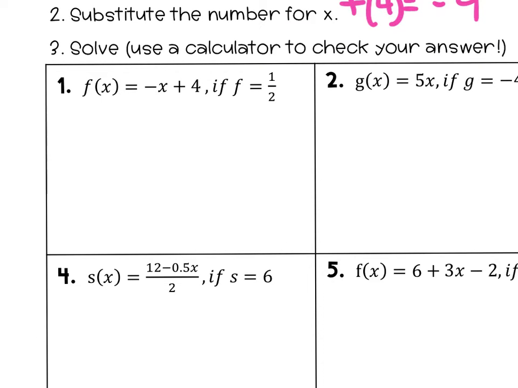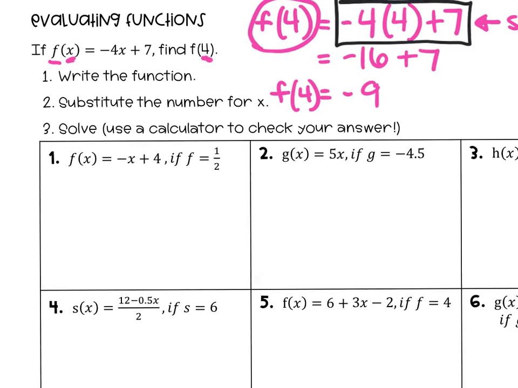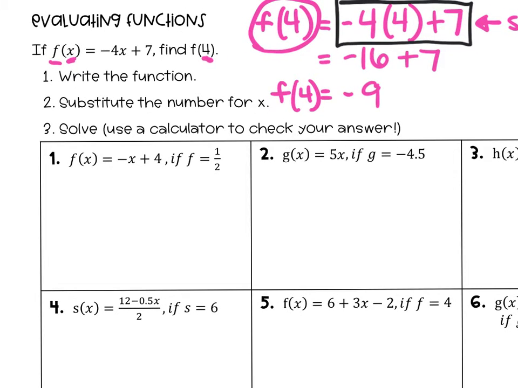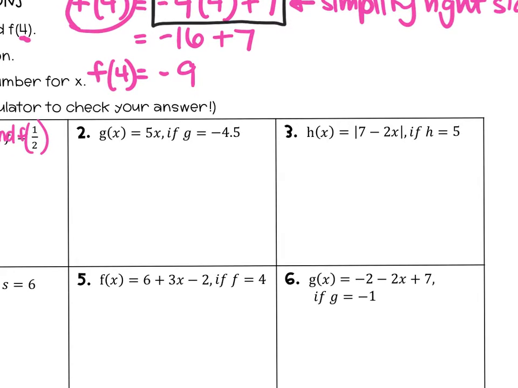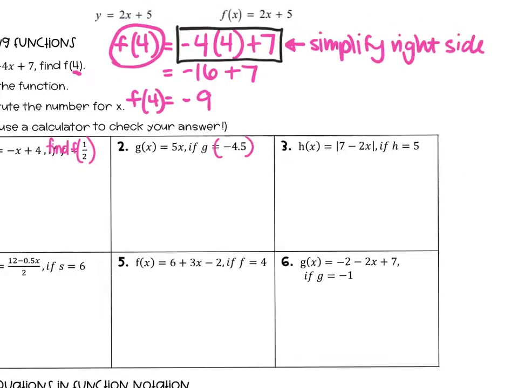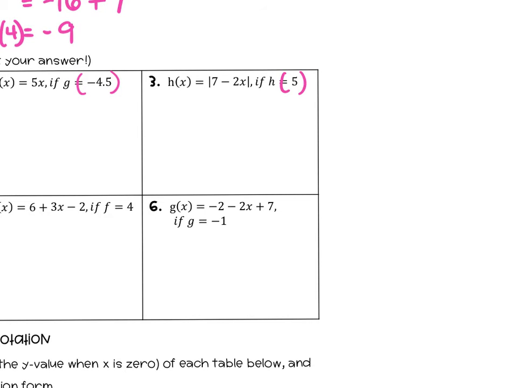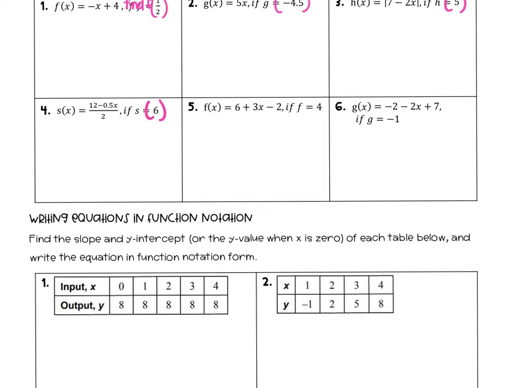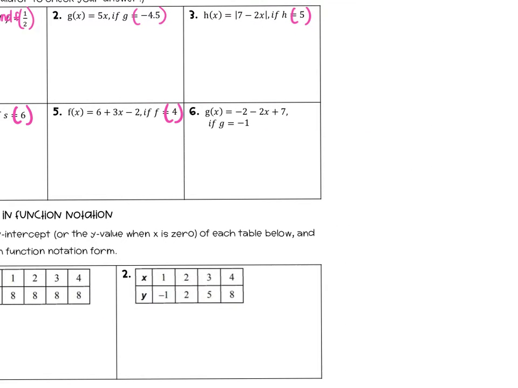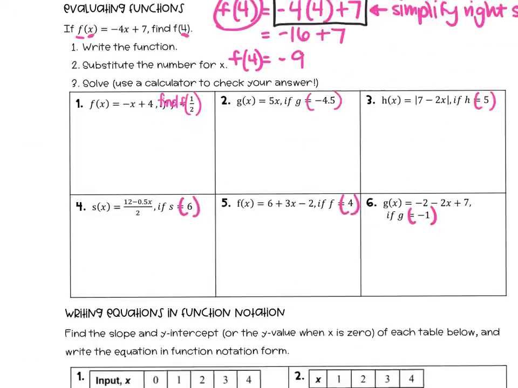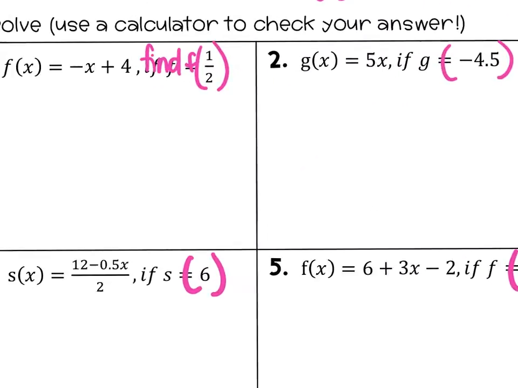All these are going to be pretty similar. I will say something happened with my file, and it very well may have been my fault, but these down here say "if f equals negative...". I was supposed to say find f of this number, or g of this number, h of 5, s of 6, f of 4, and then g of negative 1. So sorry about that. It should say find, and we're just plugging in just like we did on this first example.